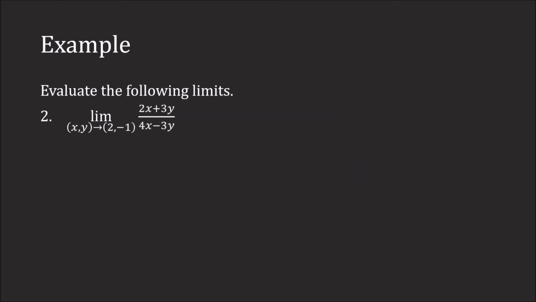So now for this function, I'm not going to go through all those steps again. Basically, we can just plug in x equals 2 and y equals minus 1 into the function. So this limit becomes 2 times 2 plus 3 times minus 1 all over 4 times 2 minus 3 times minus 1. 4 minus 3 is 1. 8 plus 3 is 11. So this limit is 1 over 11.